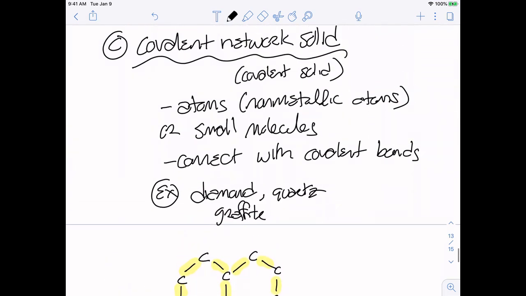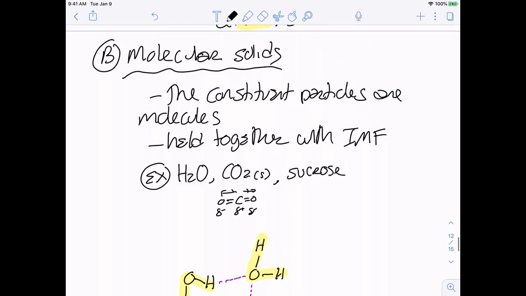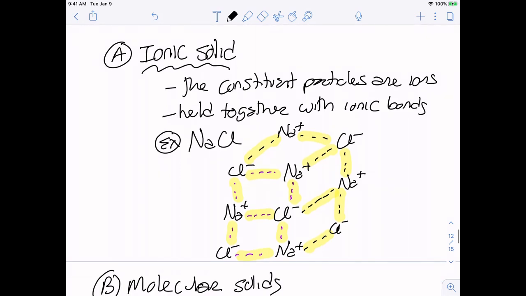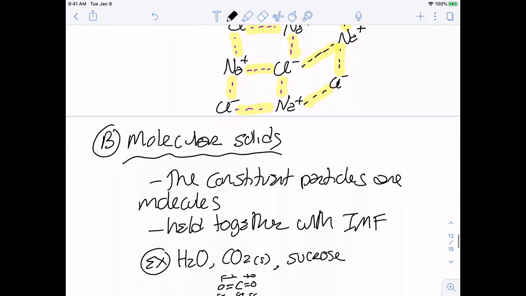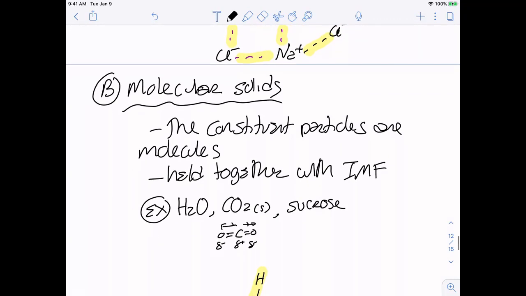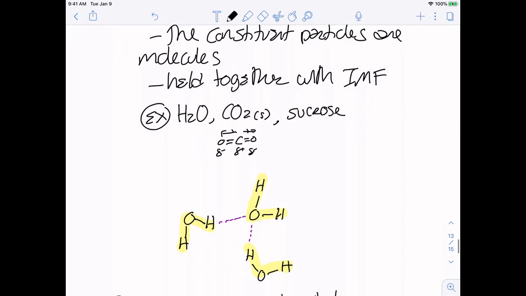So again, be able to explain the difference between them, know what the particles are that make them up, know how they're held together, and then give me an example. I think they're pretty straightforward because it's really in the name. An ionic solid is made up of ions held together with ionic bonds, with an example of an ionic compound. Molecular solids are made up of molecules, held together with intermolecular forces, and then anything that's a molecule you could give me as an example.